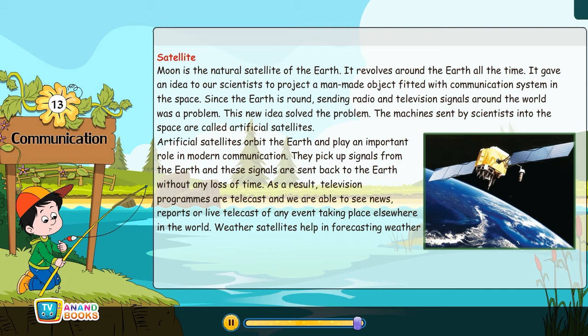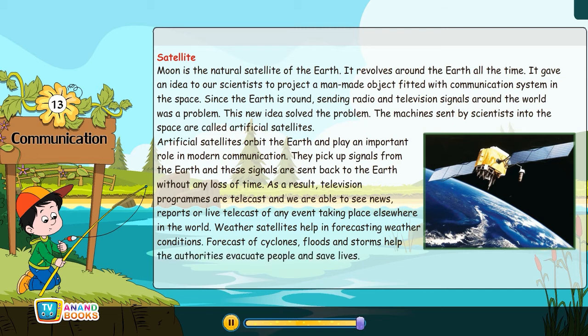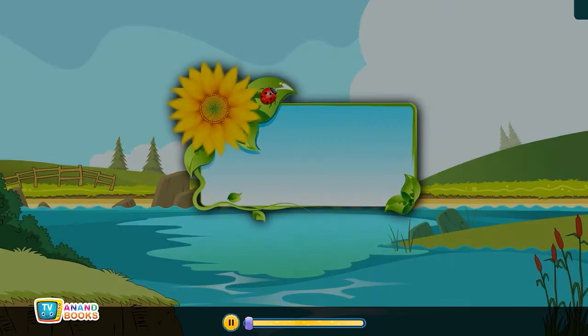Weather satellites help in forecasting weather conditions. Forecast of cyclones, floods and storms help the authorities evacuate people and save lives.